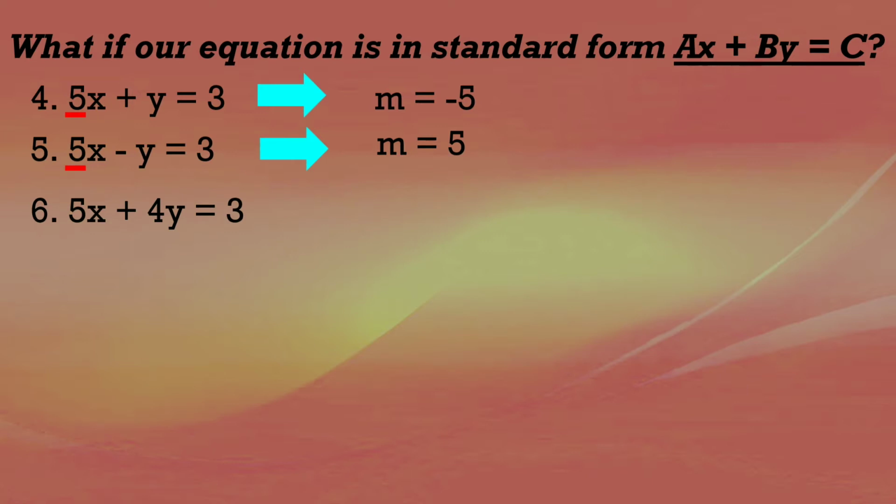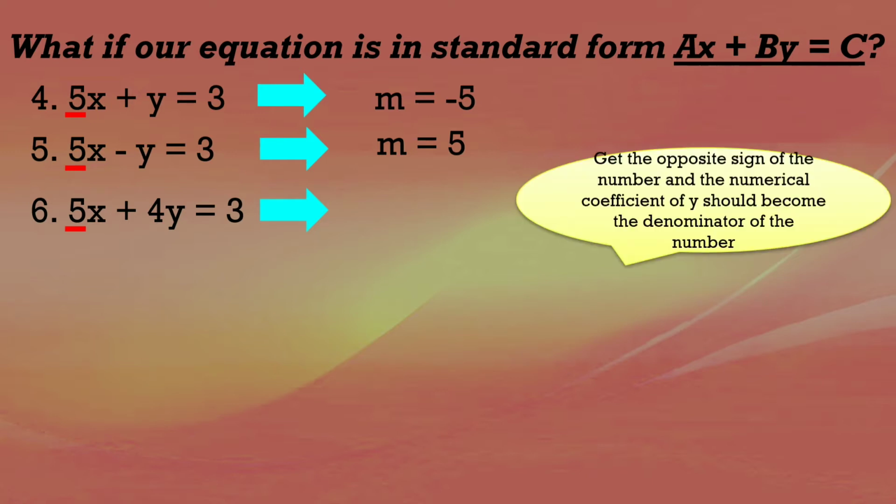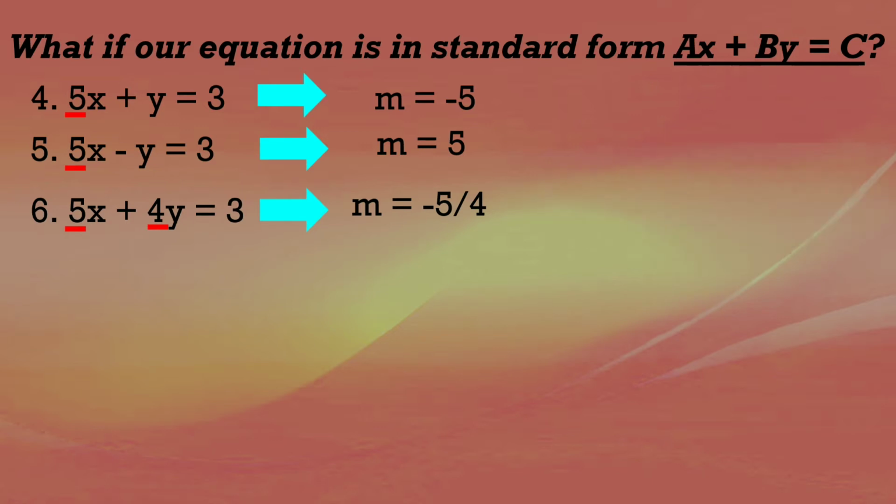Okay, number 6. 5x plus 4y equals 3. So, kung napapansin nyo, yung ating y, meron na siyang katabing numerical coefficient na 4. So, anong gagawin natin dyan sa 4 na yan? So, kailangan, di ba ang slope natin dito ay 5. At dahil positive si y, kukunin natin yung opposite sign ng number natin, which is 5. So, magiging negative 5. Tapos, yung katabi ni y, which is 4, gagawin lang natin siyang denominator. Kaya, ang magiging slope natin sa number 6 ay negative 5 over 4.